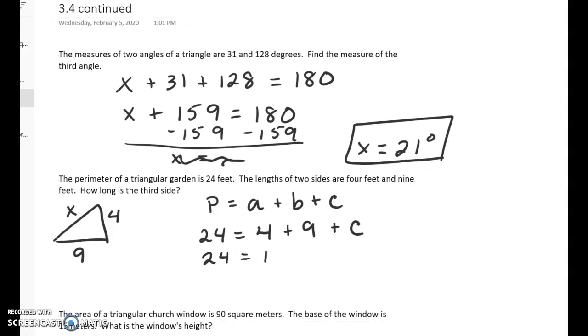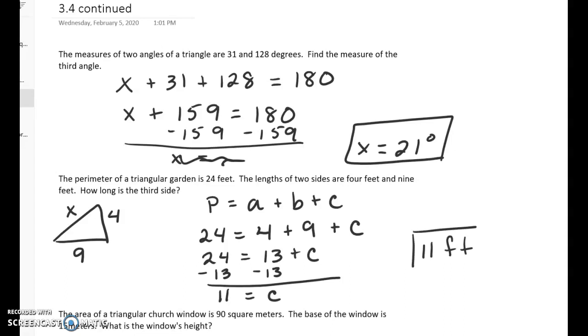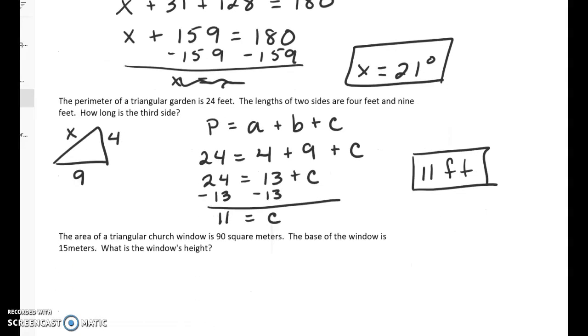24 equals 13 plus c. Subtract the 13 from both sides. It looks like we're going to get that third side to be 11 feet. So you could say something like the third side is 11 feet. You could just write 11 feet. Should put the label on it because we know it's measured in feet.